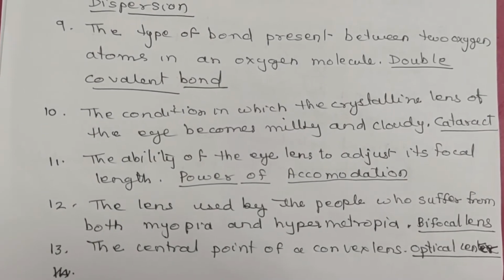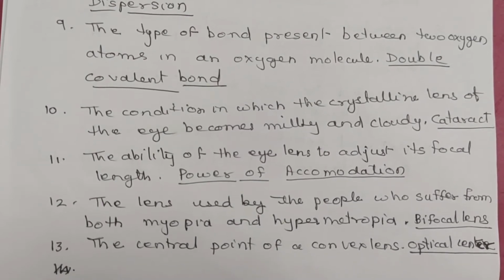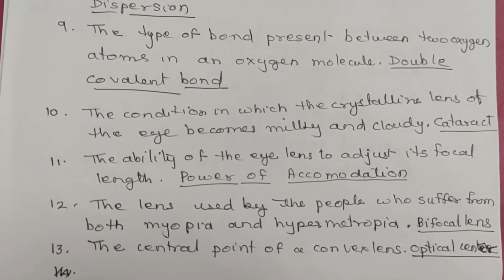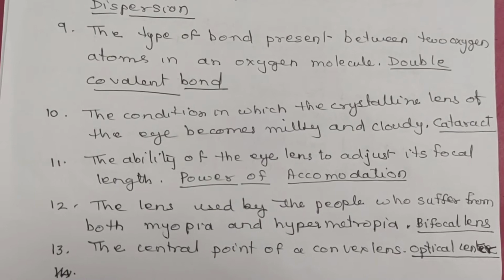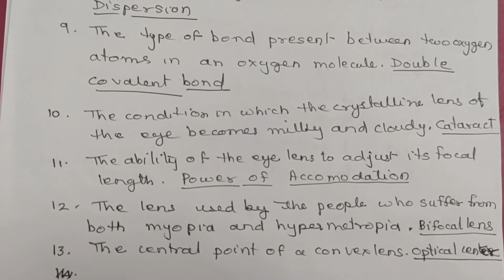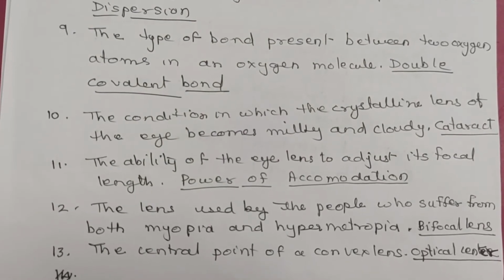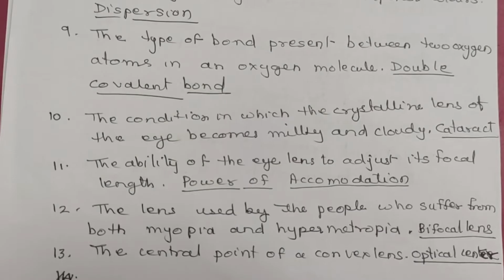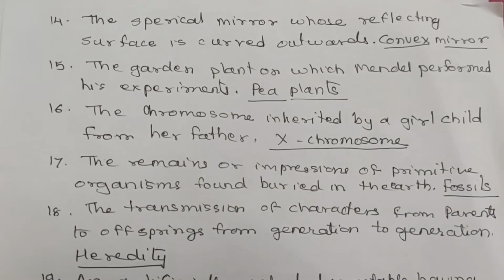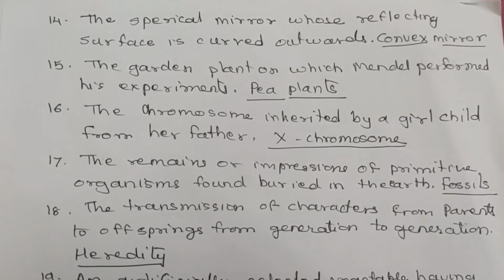The ability of the eye lens to adjust its focal length is power of accommodation. The lens used by people who suffer from both myopia and hypermetropia is bifocal lens. The central point of the convex lens is called optical center. The spherical mirror whose reflecting surface is curved outward is convex mirror.